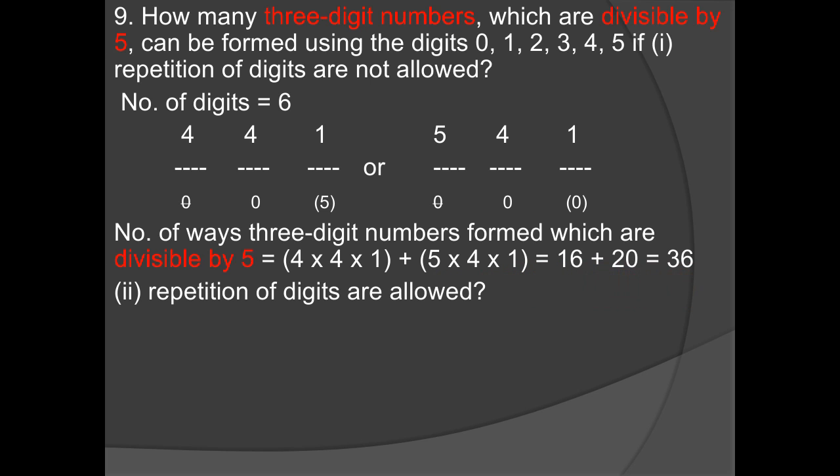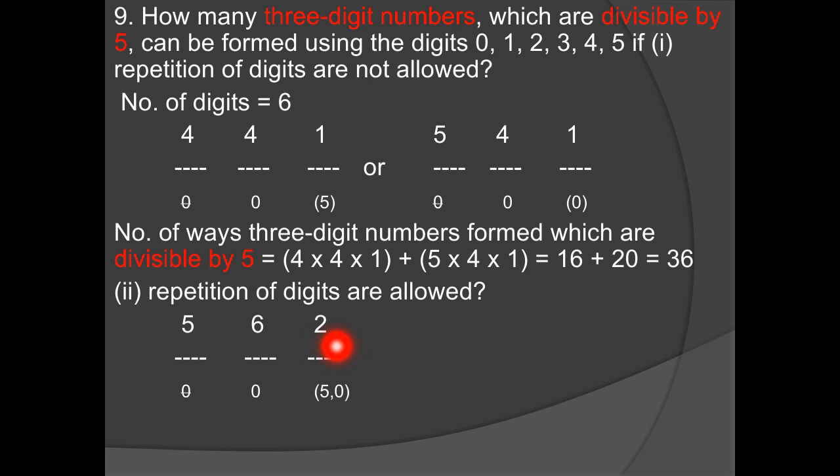Second subdivision, repetition of digits is allowed. Since repetition of digits is allowed, you don't need to take these two parts. You can take it in a single part and find the answer. So first we are going to place 0 or 5 here, isn't it? So two possibilities here, isn't it? 0 or 5, two possibilities. So any one of the two numbers, 0 or 5, is placed. So one number is placed here.